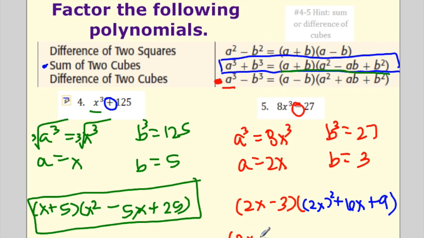Now I need to simplify just a little bit. I have 2x minus 3, 2 squared is 4x to the second, plus 6x plus 9. And there is example 5.